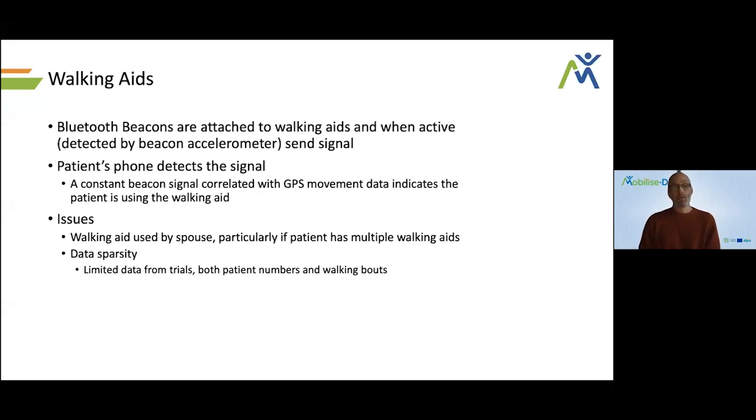So finally, walking aids, which Fabio talked about, where the beacon sends the data to the phone, so we can work out whether someone is proximate to a beacon attached to their walking aid and also moving. The principal issue with this is that, particularly when people have multiple walking aids which they share with their spouse, we don't necessarily know whether they're using their walking aid or walking with their partner. And again, data sparsity. There are a limited number of people in the Mobilise-D trials that use the walking aid, and obviously even further limited by these people not taking very many walking bouts.